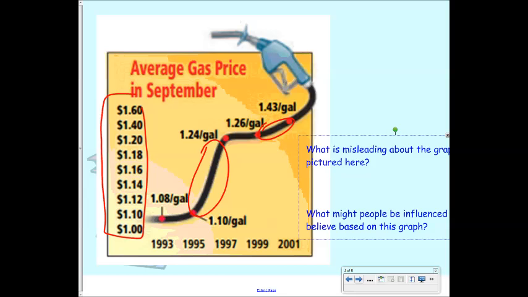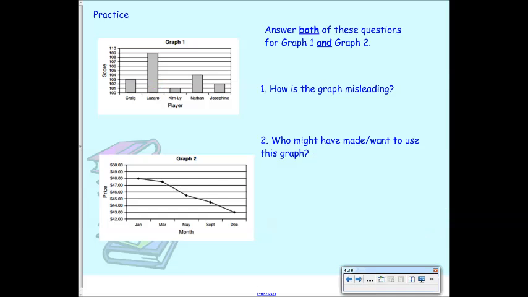Okay, so this is misleading because this is an inconsistent axis label. All right. Now, let's answer these together. So take a look at this first one. In graph 1, we've got players and we've got scores. Who scored the most?